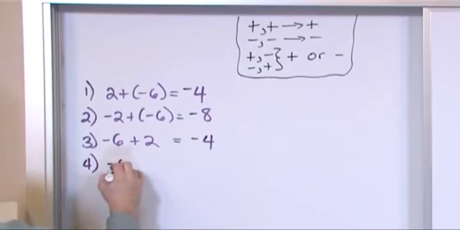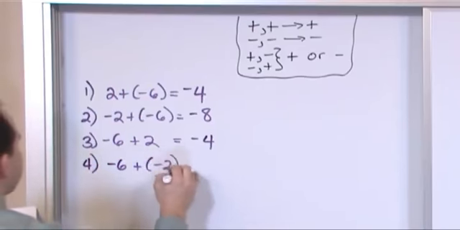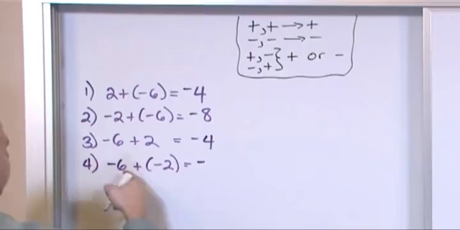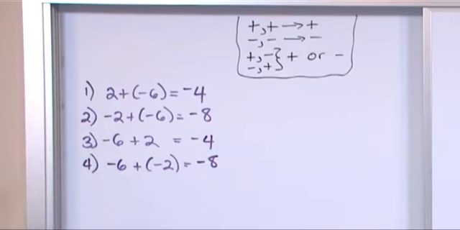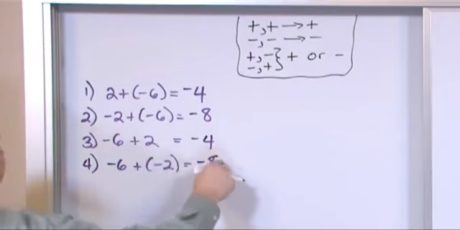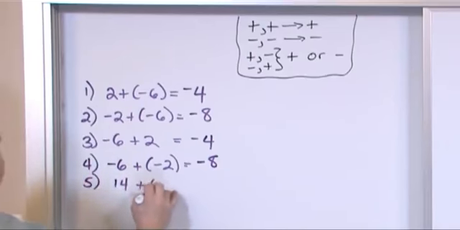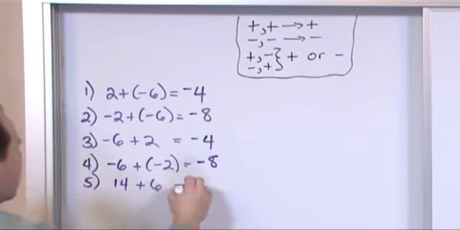Let's say I have negative 6 plus negative 2. Again, same thing. Negative plus negative is always going to give me negative. 6 plus 2 is always going to give me 8, because when they're the same sign like that, I always add them. And again, it gives me the same answer because I just flipped the order. So let's do 14 plus 6. That's just regular addition. That's 20.